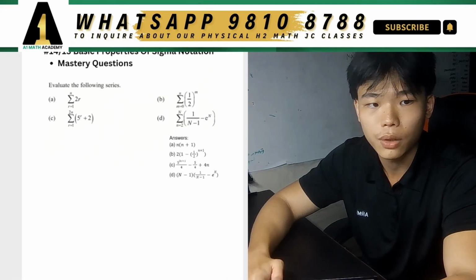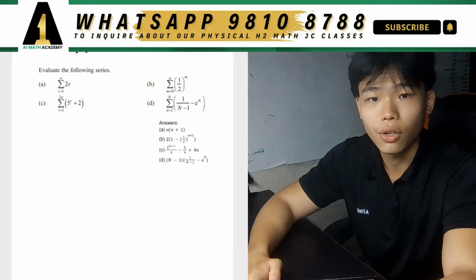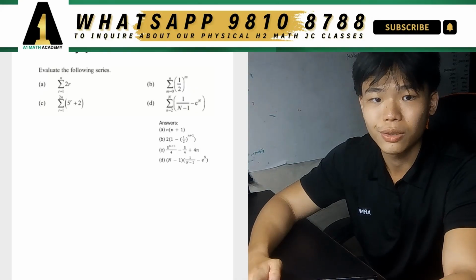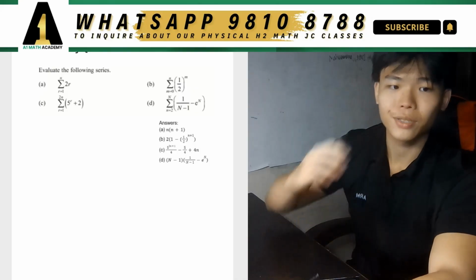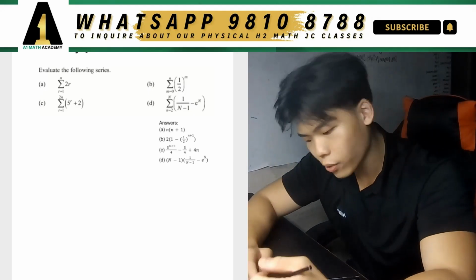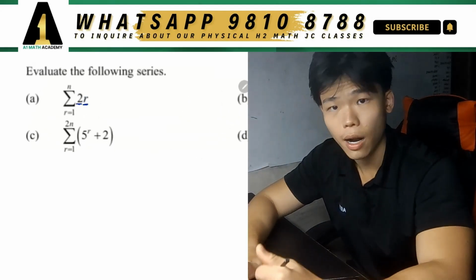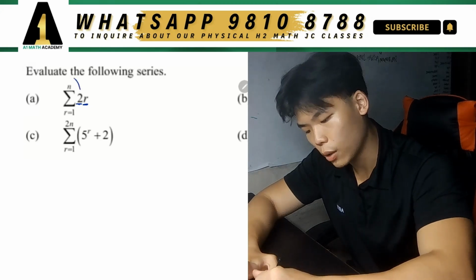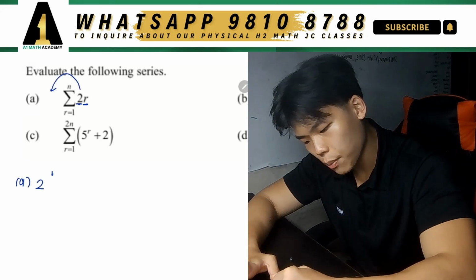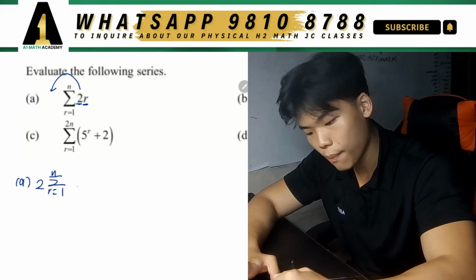Feel free to pause this video right now to tackle these questions. And if not, we will start going through these questions together right now. Alright, so let's tackle these questions. For the first one, we can see that we have 2 times r. 2 is a scalar, so we can bring the 2 out. And that will give us 2 summation of r equals to 1 and then r here.